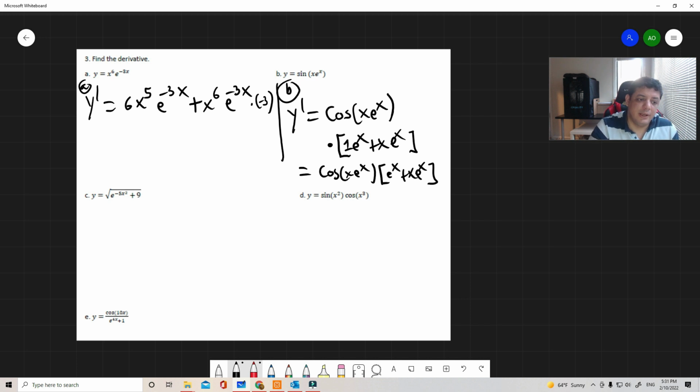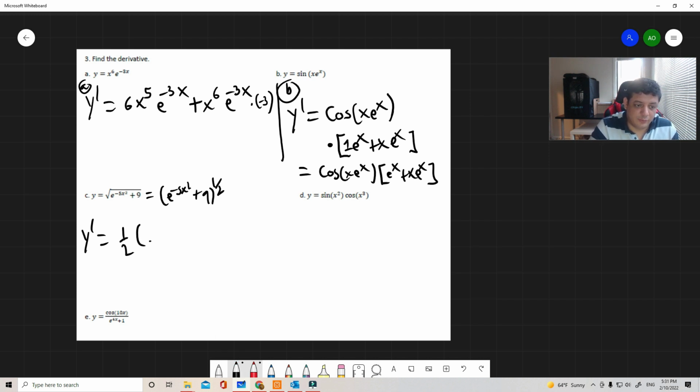Okay. In C, we have a composition, so we have a power here going on that we can express as e to the minus 5x squared plus 9, to the 1/2. So there is a power situation, and then the function inside also has a chain rule because you have an exponential that is more complicated than usual. So if we do y prime, now we get 1/2, and then let's do this as a power.